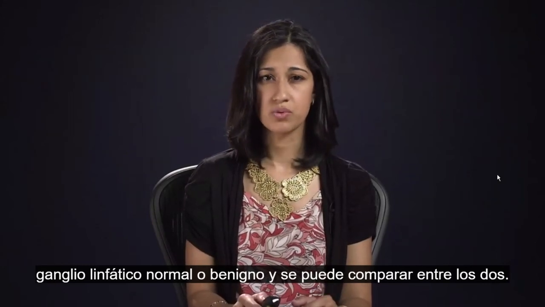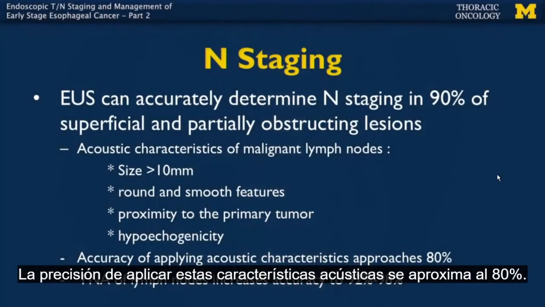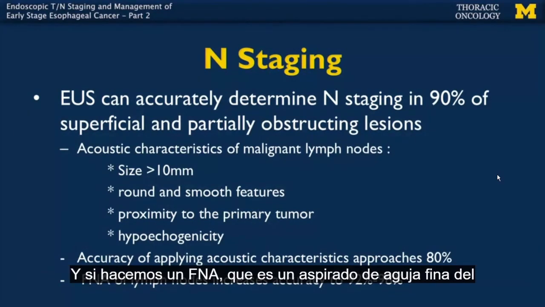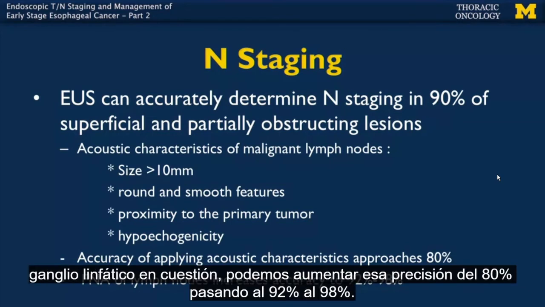The accuracy of applying these acoustic characteristics approaches 80%. And if we do an FNA, which is a fine needle aspirate of the lymph node in question, we can increase that accuracy from 80 going up to 92 to 98%.